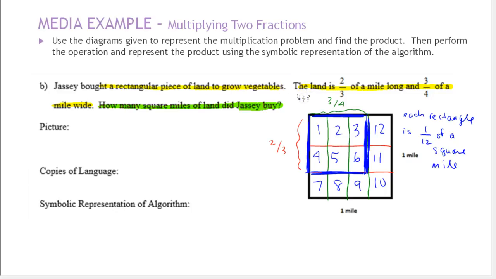Okay. Since 1 mile by 1 mile is 1 square mile, since these pieces are equally sized, there's 12 of them, each one is 1/12. Well, Jassy's piece of land is 1, 2, 3, 4, 5, 6 of those. That's why I numbered it this way. So, it is 6 copies of 1/12 of a square mile, or 6/12. Okay? And we'll write our units and simplify that. Well, that's 1/2 of a square mile.